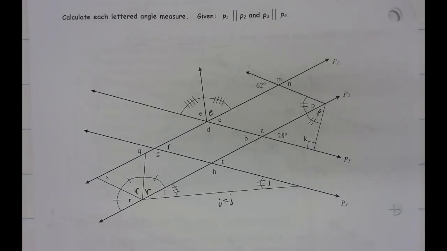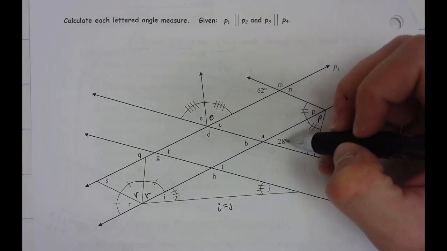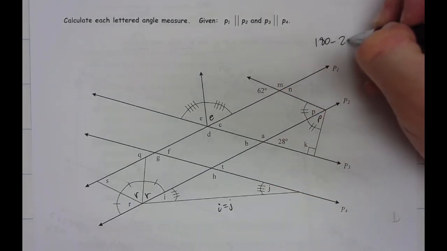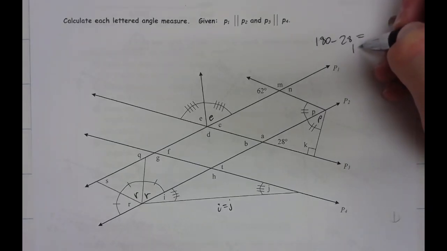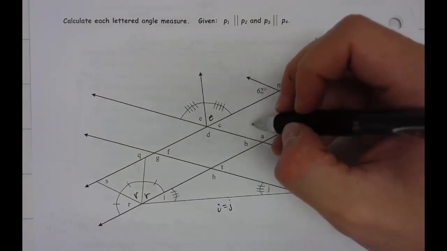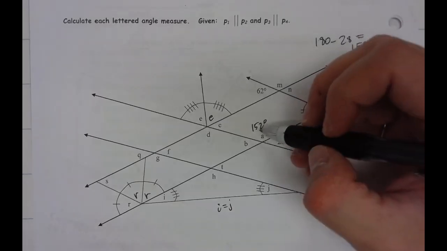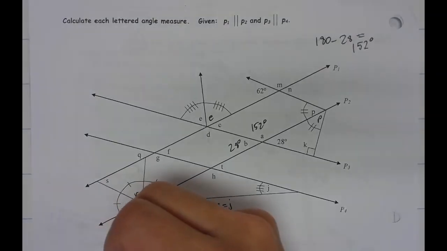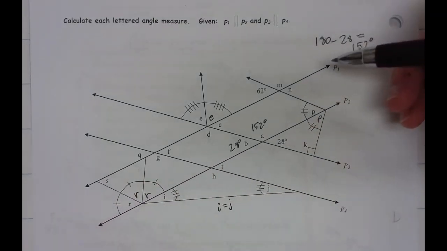So, for angle A, I first noticed that angle A is a linear pair with 28 degrees, which means it must be 180 minus 28 degrees, which is 152 degrees. So A must be 152 degrees. Very cool. Since B is vertical with 28, that means B must be 28. So those are my first two answers here.